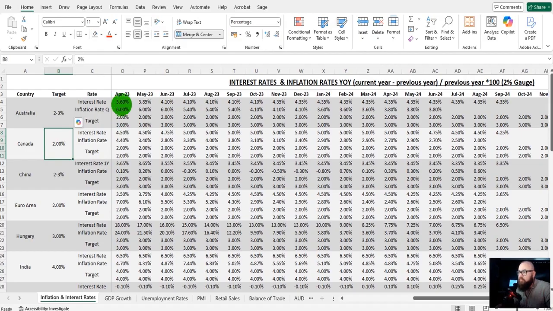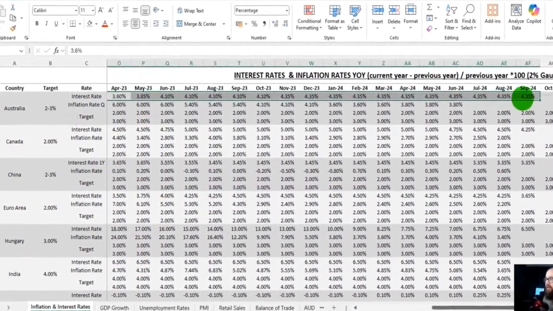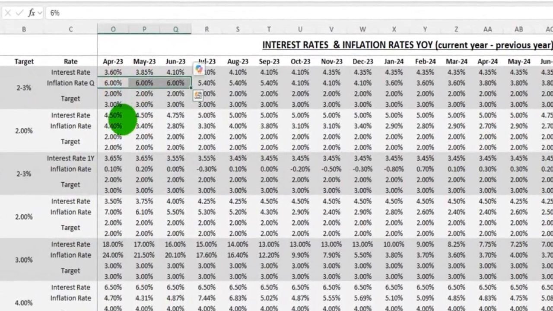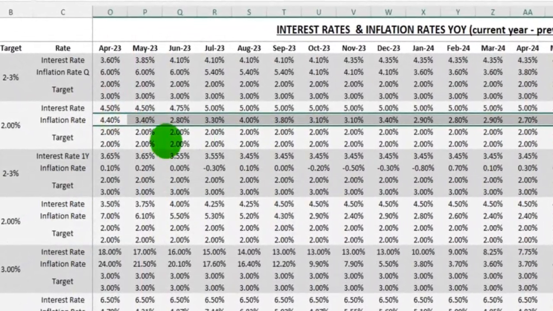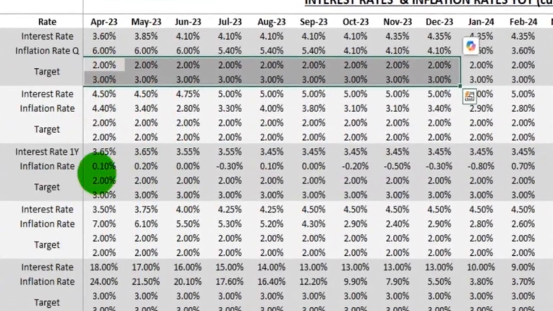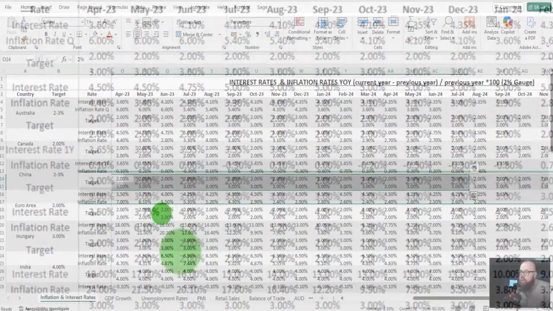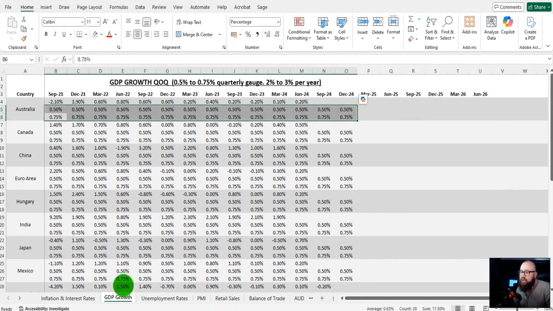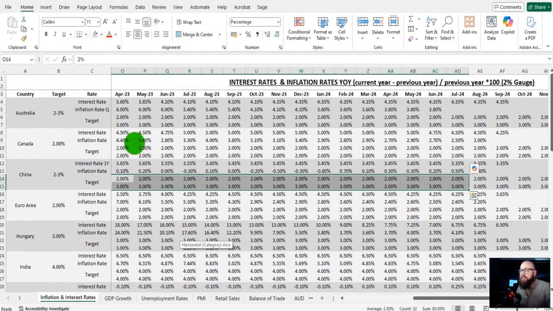And what you'll see on this spreadsheet is I have the current interest rate, so I track the interest rate every month, and then the inflation rate every month, and then this is the target again. So this third and fourth row, the last row on all of these tabs is always the target figures. So these are the target here for GDP growth, but we'll come back to that in a moment.